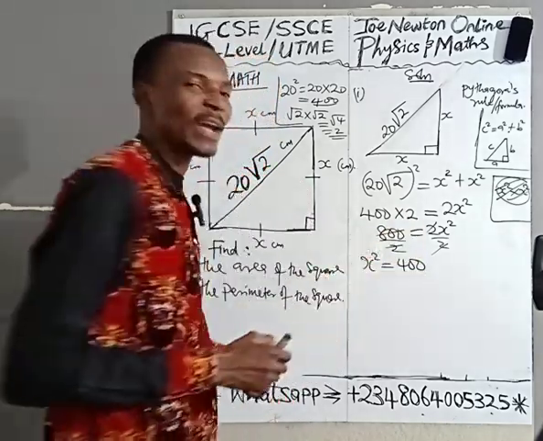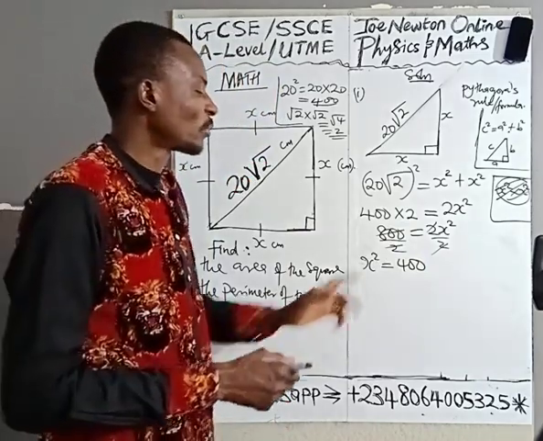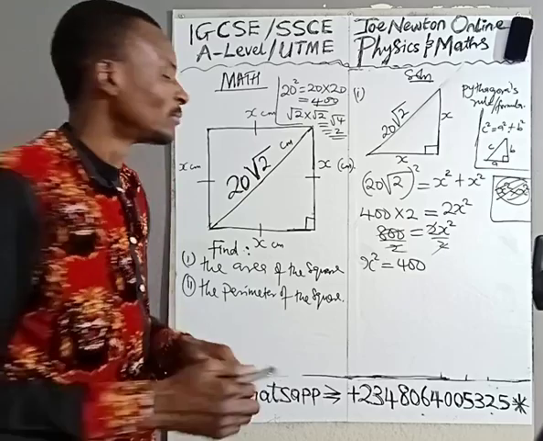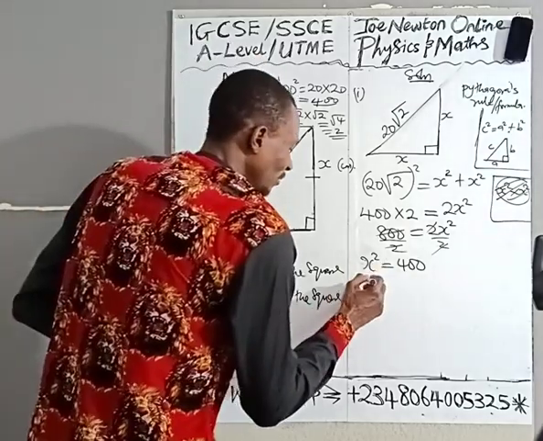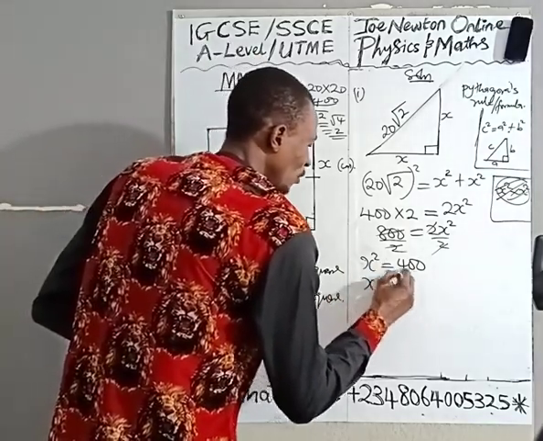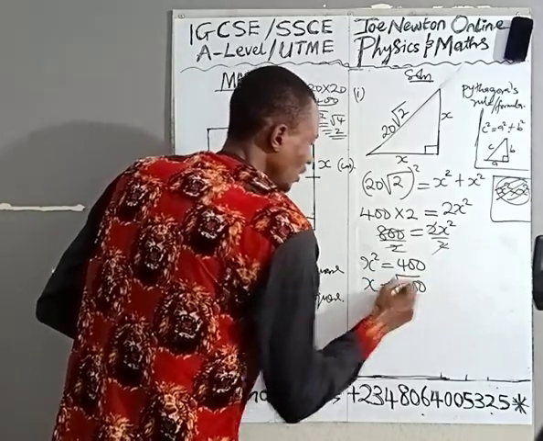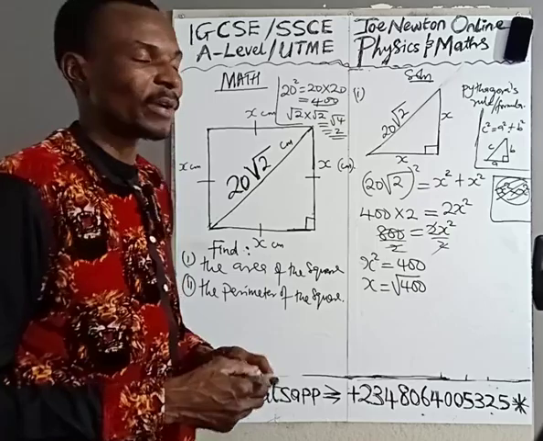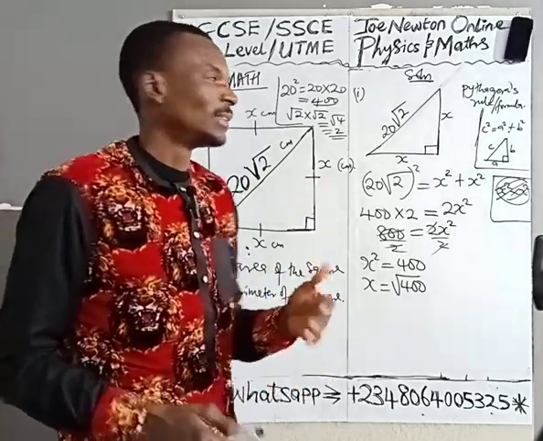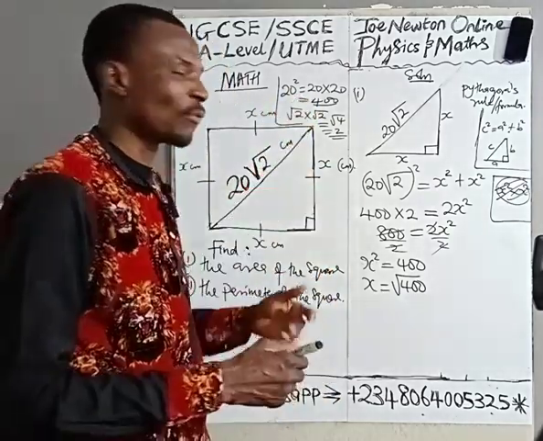But we need x, not x squared. So the opposite of squared is square root. Good. Then x is equal to the square root of 400. And of course, you know that the square root of 400 simply means 20, like we got here. So the square root of 400 is 20.